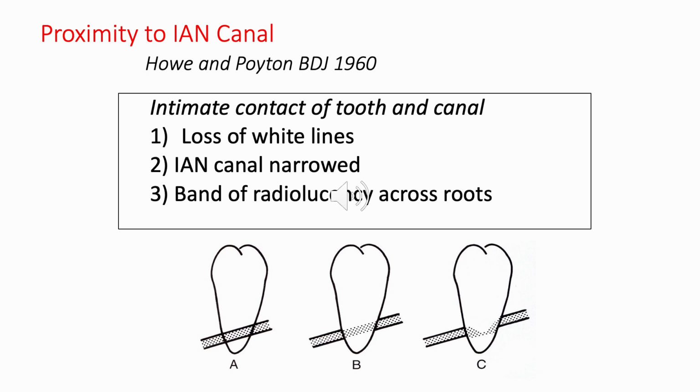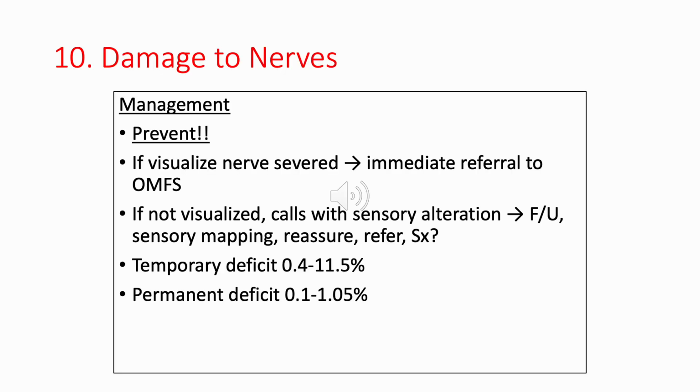Even if I know it's close by, I don't know if it's buccal or lingual, and the only way to get that is with some 3D imaging. If you see the nerve ruptured at the time of extraction, that is a very good indication to refer for reanastomosis.